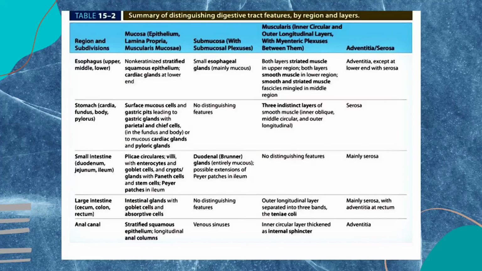And that's it for part 1 of our report, in which we discussed what the digestive tract is and what the regions and subdivisions of it are. Now, it's Mr. Cloud's turn to discuss and explain part 2 of our report, which deals with the organs of the digestive tract. Take it away, Mr. Cloud.